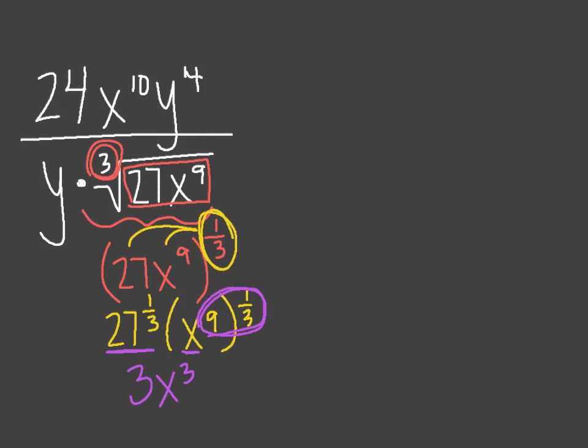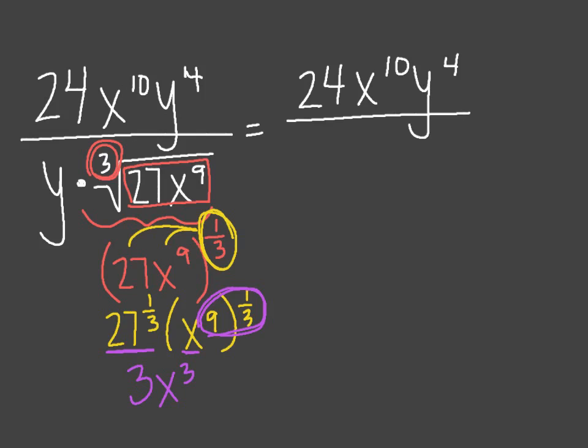Now, if I rewrite my original problem, replacing the radical with what I simplified, the top of my problem is staying the same, while the bottom of my problem, the y was in front, so it needs to stay in front. But now I'm going to replace my radical symbol with what I simplified, which was 3 times x to the 3rd power.